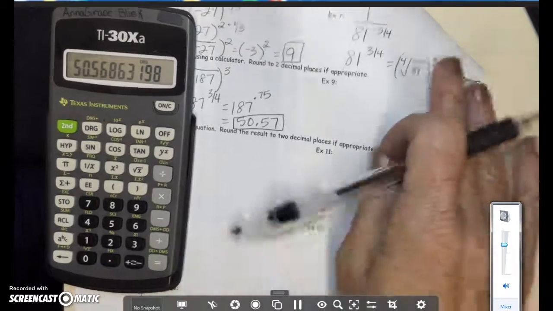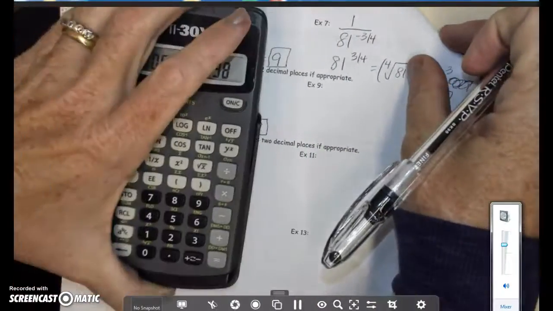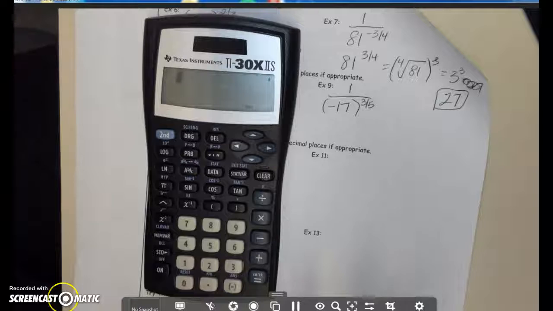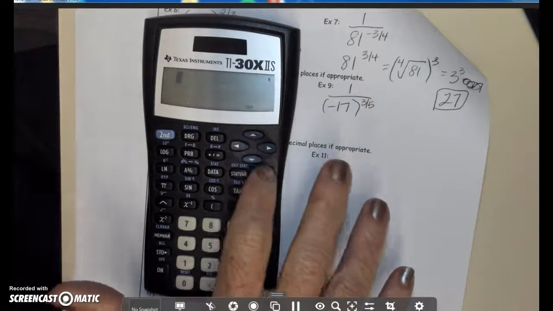You need to be skilled at your calculator. And your calculator is going to be different than your neighbor's and different than mine, so you just need to make sure that you know how to use your own calculator. Okay, and a perfect lesson in why you need to know how to use your calculator, because on the other one I was not entering it correctly.